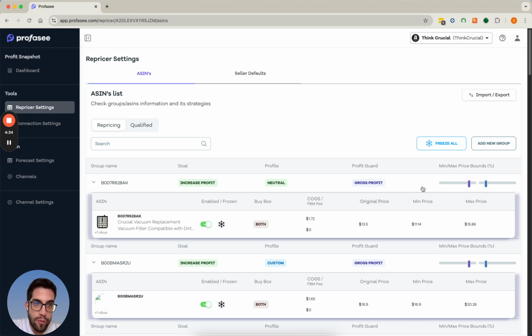So that's the profit guard. These are the min and max bounds. Obviously, you can manipulate these, and it will automatically change the relation that the min and max price have with the original price. Then we have the freeze button, right?